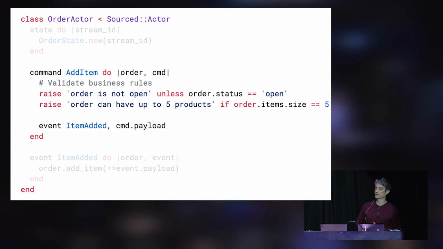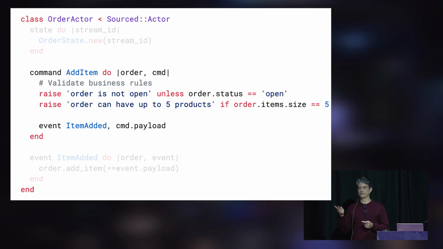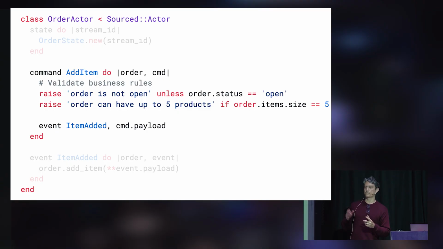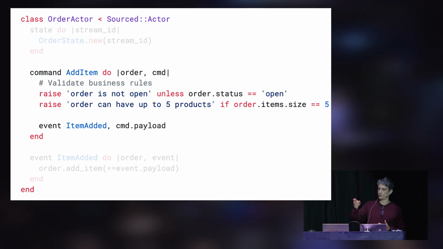Next, I define what commands this actor supports. Again, here I'm registering that add item struct and giving it a command handler, a block. So every time I send an add item command to this actor, it will go to this block, and here is where I validate what needs to be true for that command to go ahead and produce an event. In this case, I need to check that the order is open, and also that there can't be more than 5 items in the order. And if all those things are true, then I go ahead and produce that item added event, in this case with the same payload as the command.